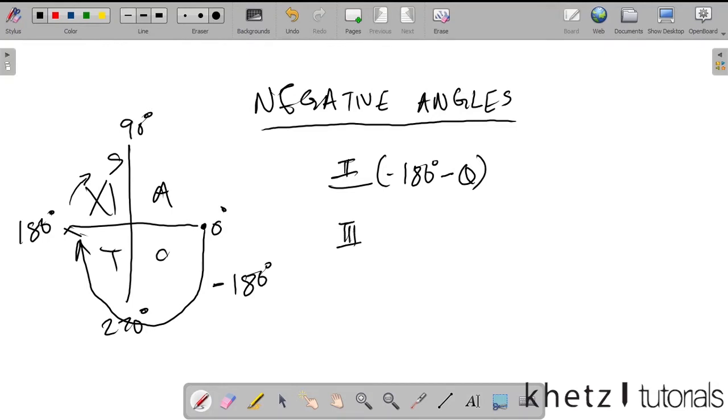For the third quadrant, you'd basically have negative, which is over here. So this is the third quadrant.